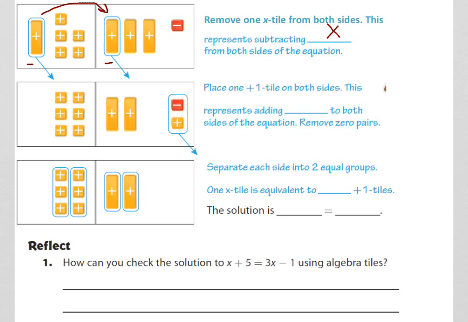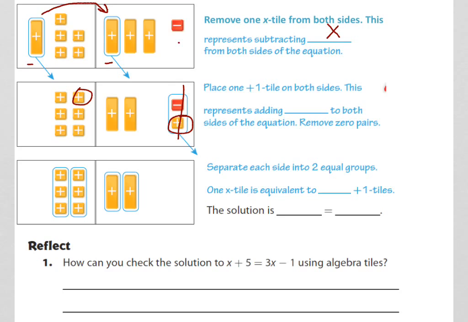Now you notice here this arrow is pointing down. If we subtracted that x away, what's left over here? 1, 2, 3, 4, 5, 6. So the only thing we're left with over here is actually 6. Well, how did we get to 6? Well, we got to 6 because we had to add 1 to both sides to offset the negative 1 over here. So adding 1 to this side and adding 1 to this side makes this a zero pair. And now I have 6 on the left side.